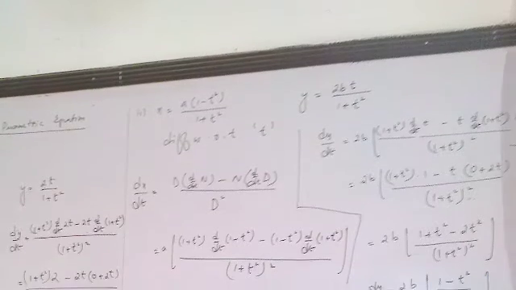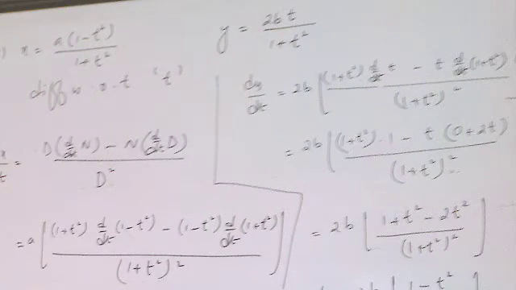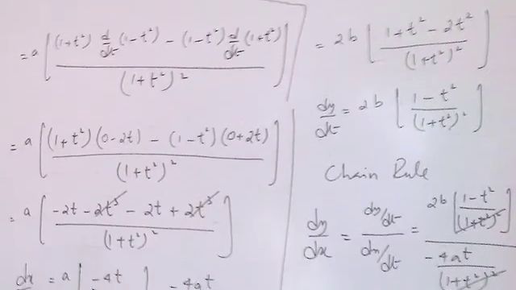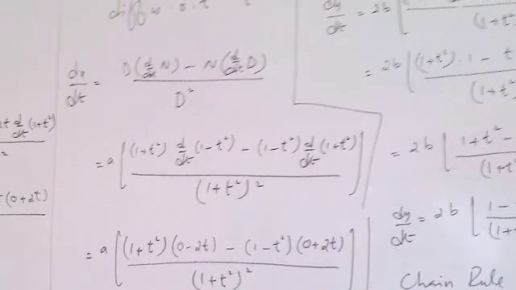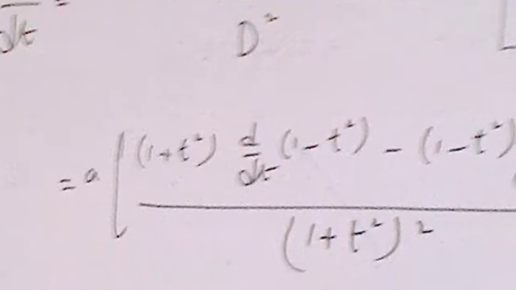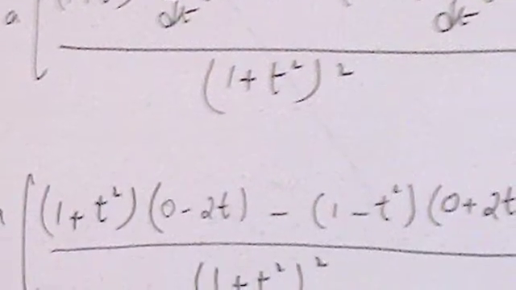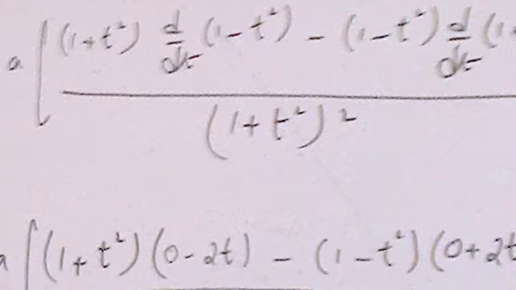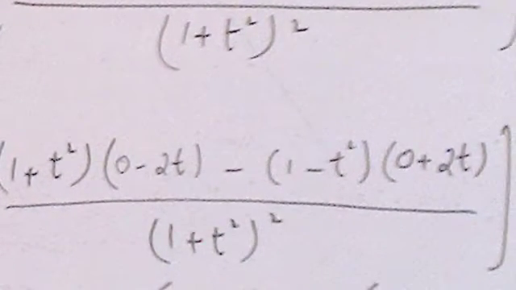Here we have the same question, but we have only a on the right hand side and b on the other. We apply the quotient rule on both of these parts, and then we apply the chain rule. Here we see the quotient rule, we apply these values. We take a common. Same, derivative of 1 is 0, derivative of t square is 2t.